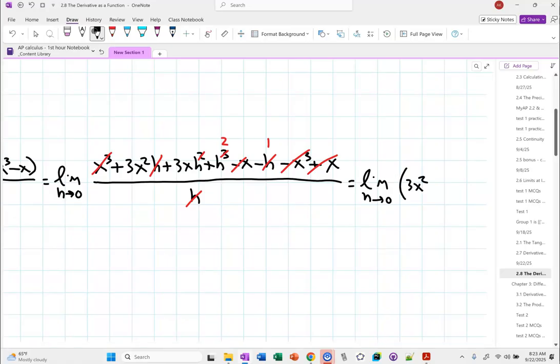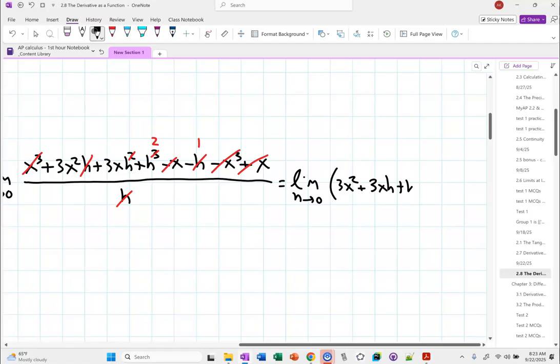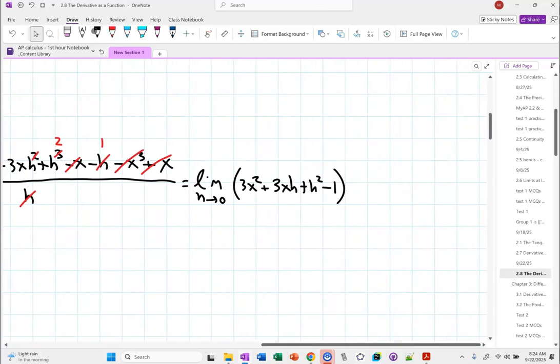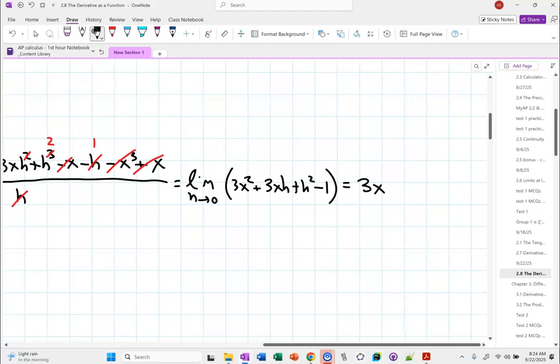3x squared plus 3xh plus h squared minus 1. Everybody happy? Direct substitution time. And all the things with the h's drop off. There's my derivative.